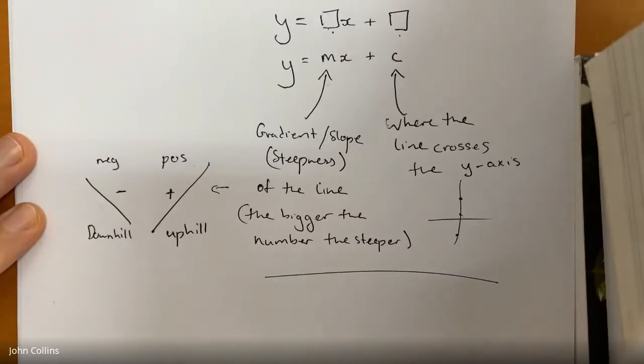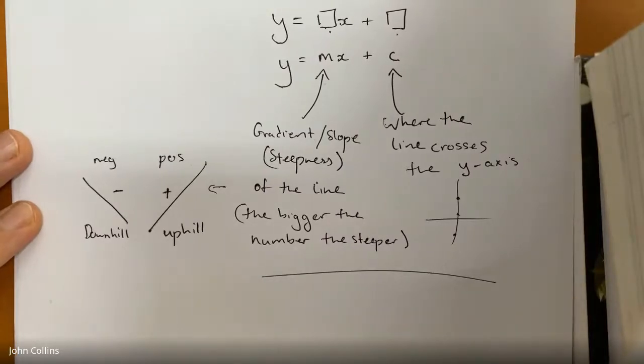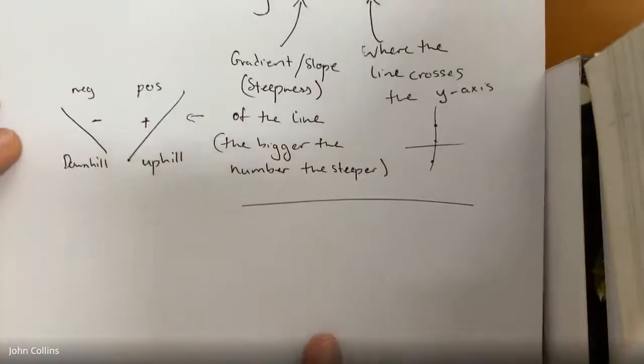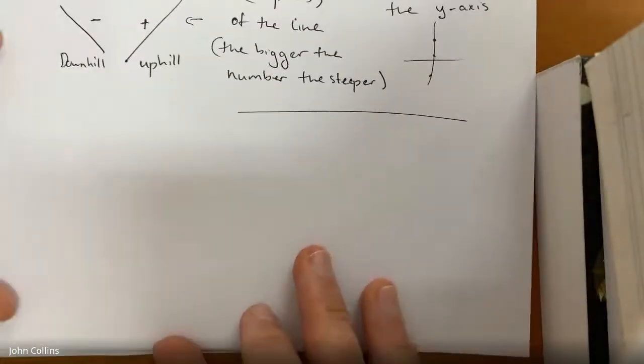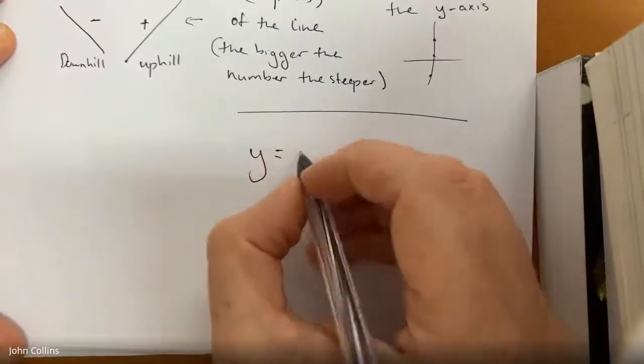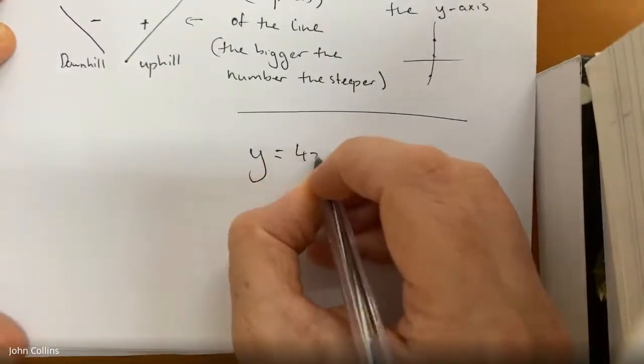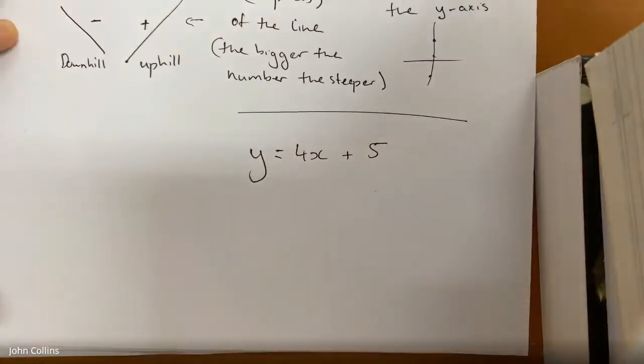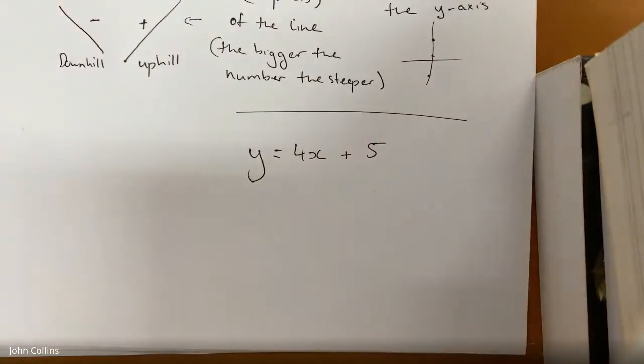Which means now we can kind of skip the table part of our plotting points. Maybe we don't need the table anymore for our formulas and rules and so on. We can still use it if we want, but maybe we can get there a little bit quicker. So I'm going to look at generally y is equal to, let's say, 4x plus 5. Let's look at that. Let's try and do this without a table. We're going to try and put it on a diagram without a table.